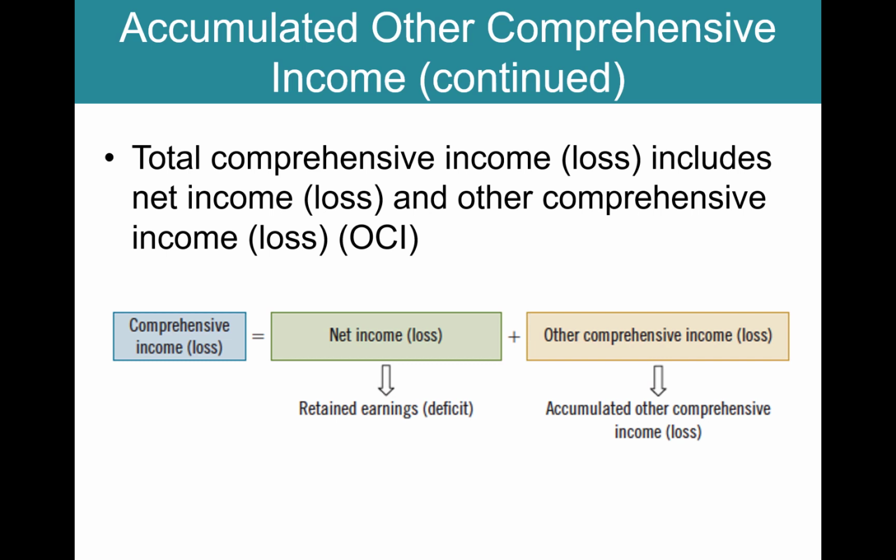Total comprehensive income or loss includes your net income and other comprehensive income. Right? So your comprehensive income or loss includes net income or loss, and then other comprehensive income or loss. Net income or loss closes to retained earnings, which is called a deficit if it's in the negative position. And then other comprehensive income or loss goes into accumulated other comprehensive income or loss.